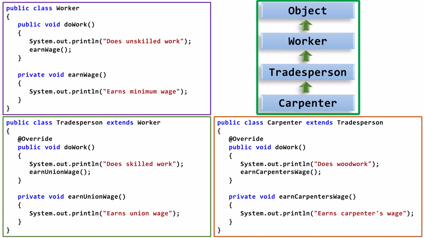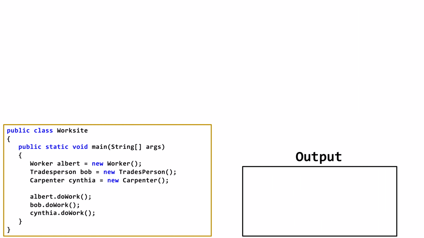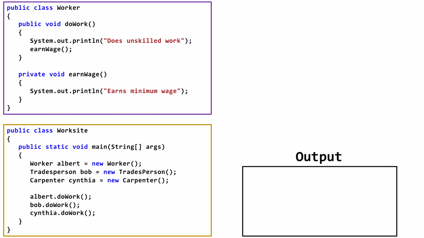Let's look at the diagram of class relationships. Worker is implicitly a subclass of object, tradesperson is a subclass of worker, carpenter is a subclass of tradesperson. Let's look at this unrelated class, worksite. The main method will execute from top to bottom, but we're going to jump around a bit to focus on one variable at a time.